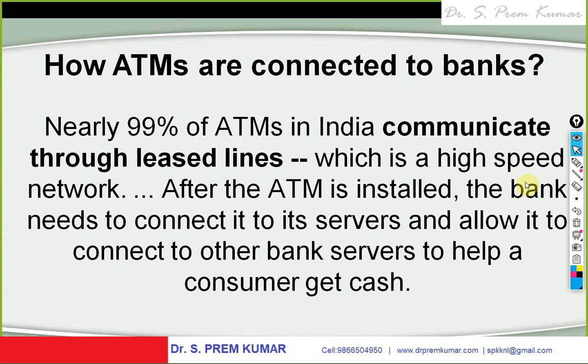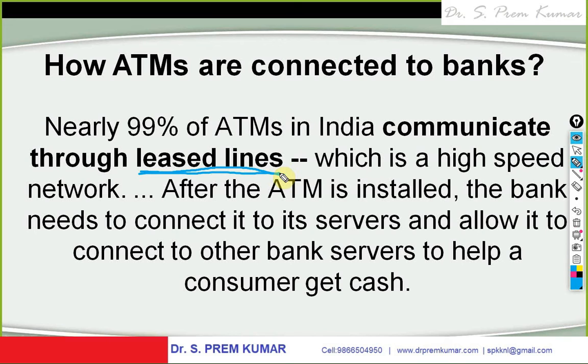How are ATMs connected to banks? Nearly 99% of the ATMs of India communicate through a leased line. In the internet, you have different types of internet lines, links. ATM machines make use of the leased lines. Through that internet line, no other transactions take place. Only that particular bank's transactions take place, and no other traffic. Our general communications will not enter into that line. That is called a leased line.